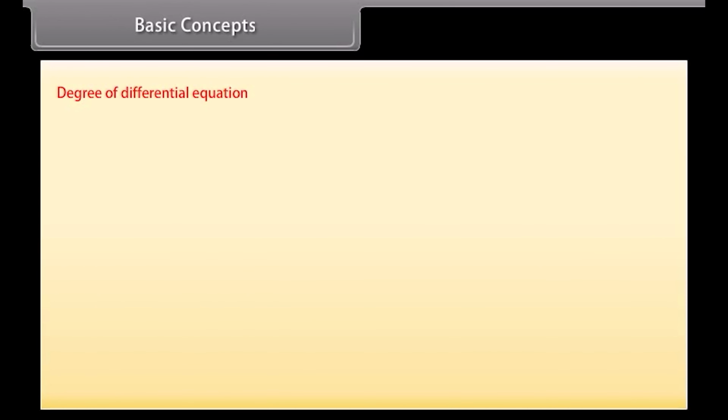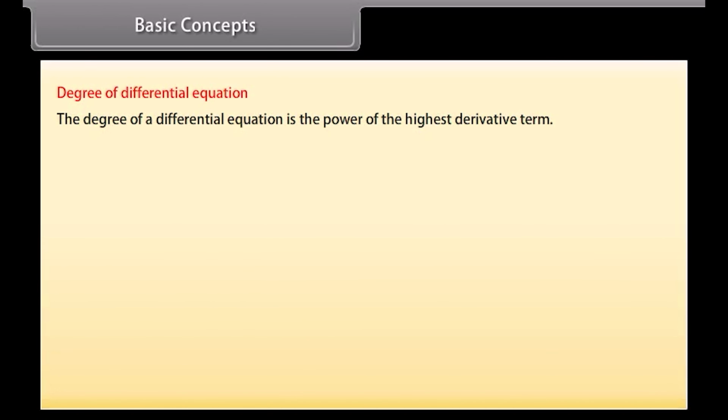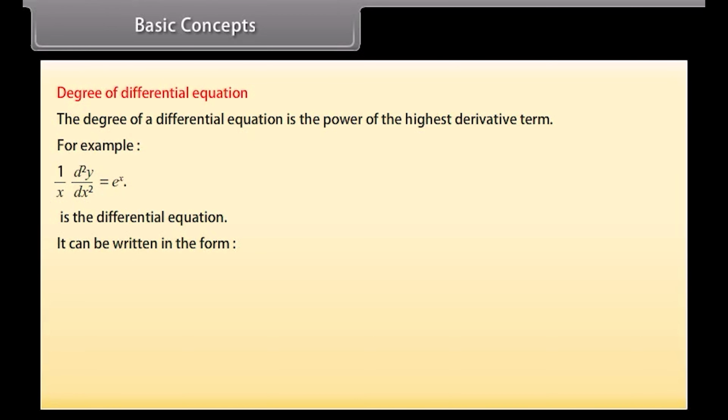Degree of differential equation. The degree of a differential equation is the power of the highest derivative term. For example, 1 by x into d2y by dx square equals e raised to the power x is the differential equation. It can be written in the form 1 by x into d2y by dx square whole power 1 equals e raised to the power x. Degree of highest order derivatives is 1.